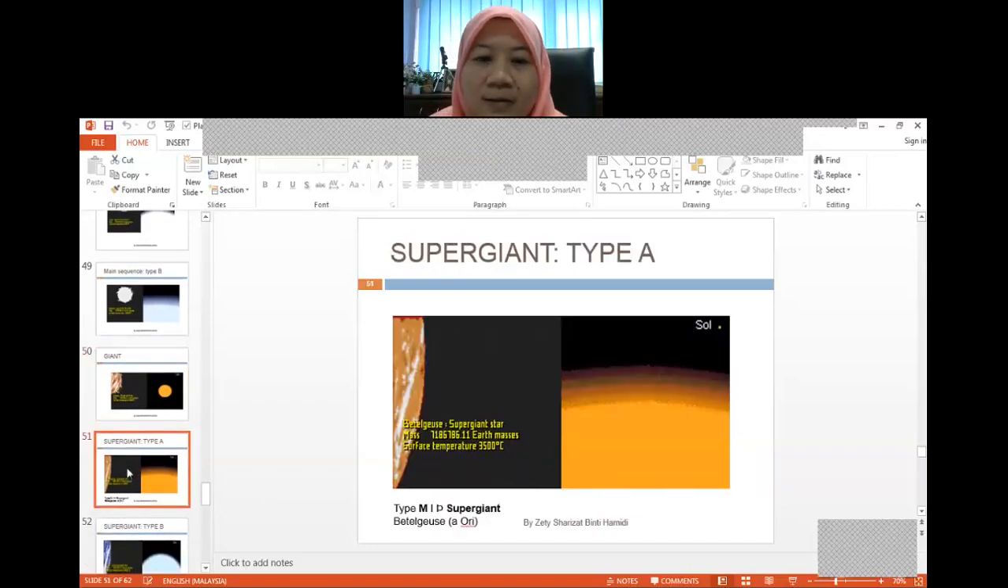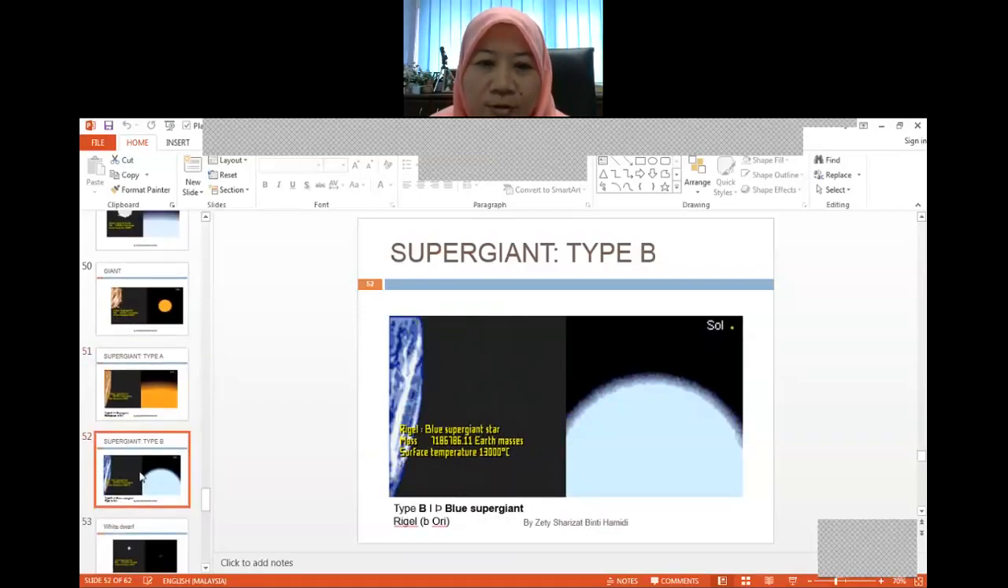Betelgeuse is one of the supergiant stars. You can see the star directly here, and the surface temperature is about 3,500 degrees Celsius. All right, so this is actually Alpha Orionis.